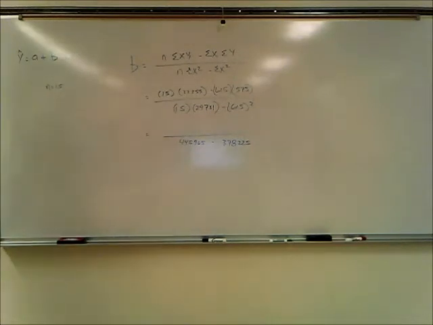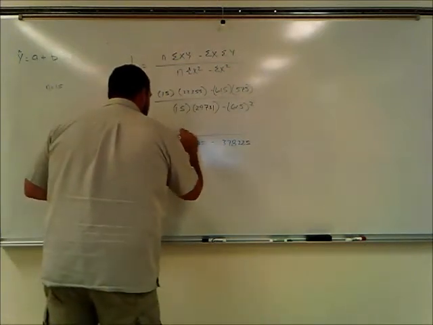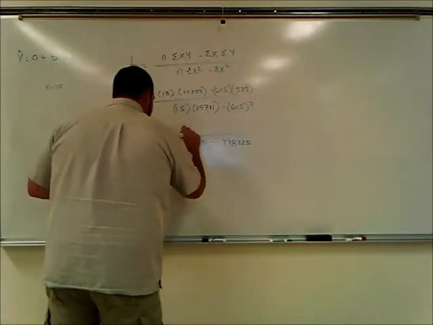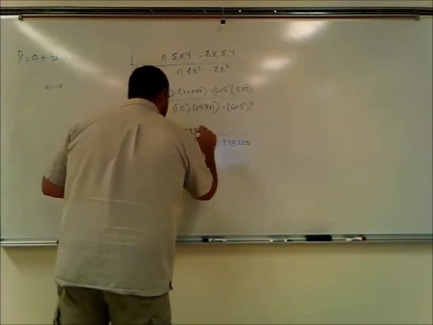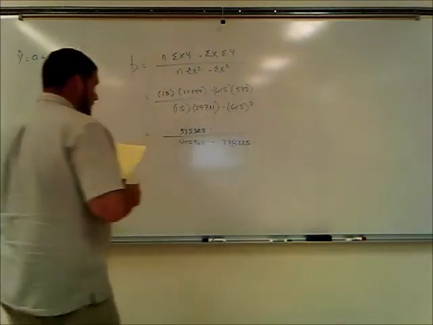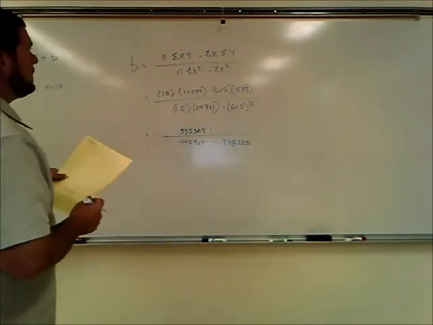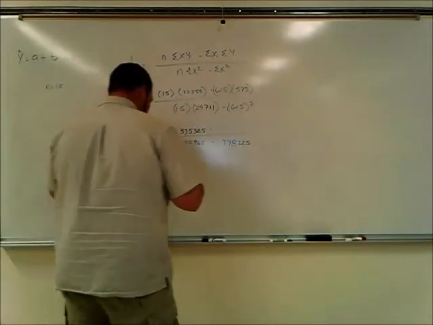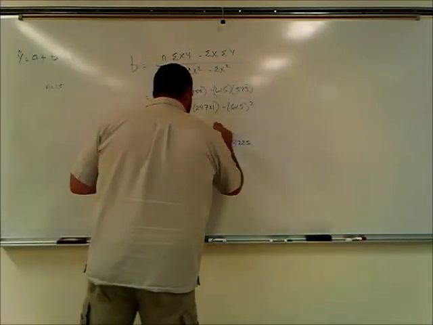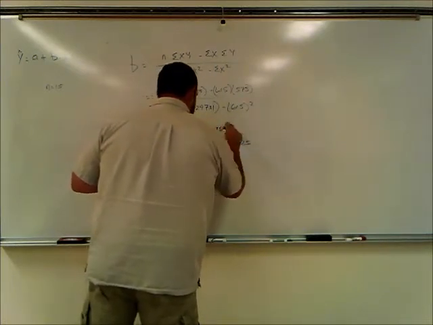On the top, 15 times 22,355 gives us an estimate of 335,325, minus the sum of x times the sum of y. 615 times 575 is 353,625.